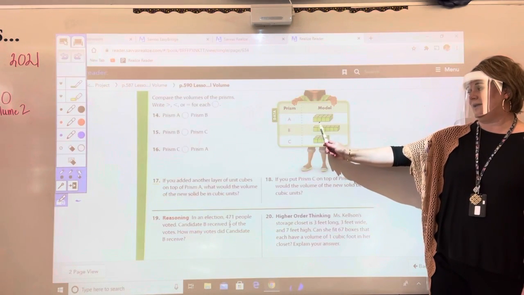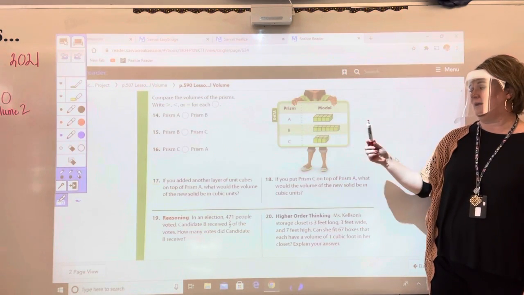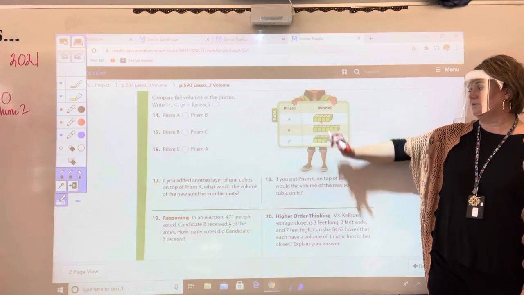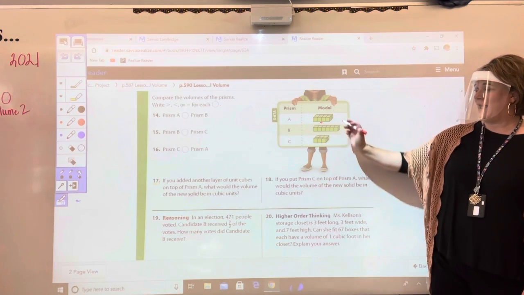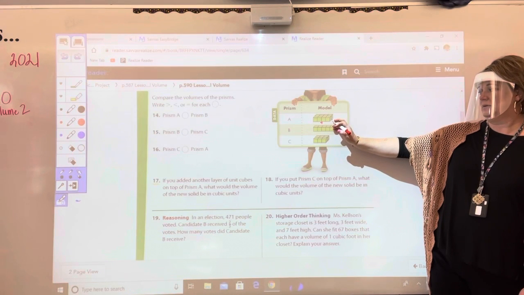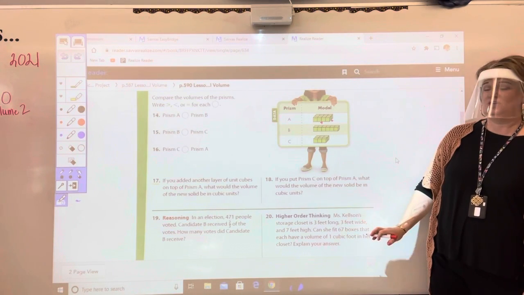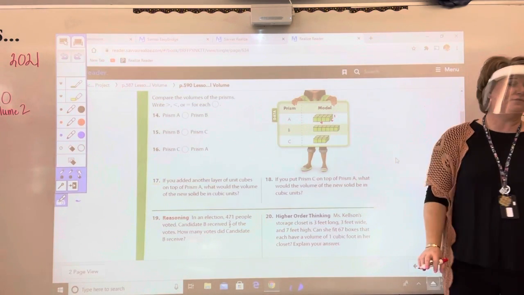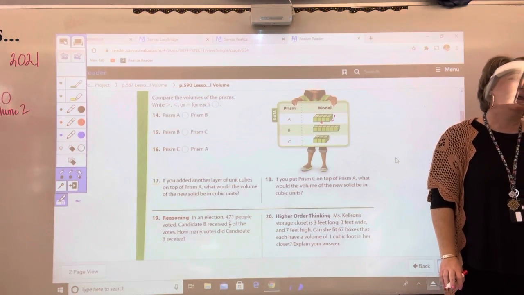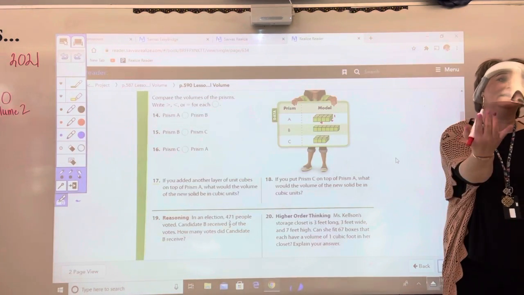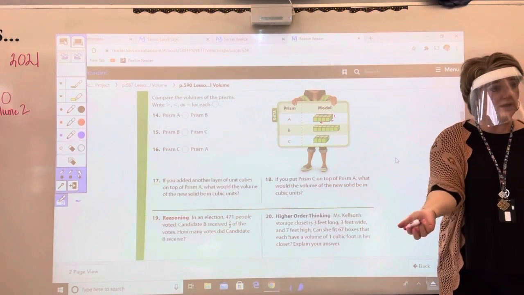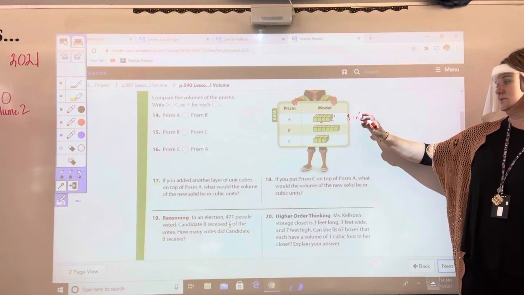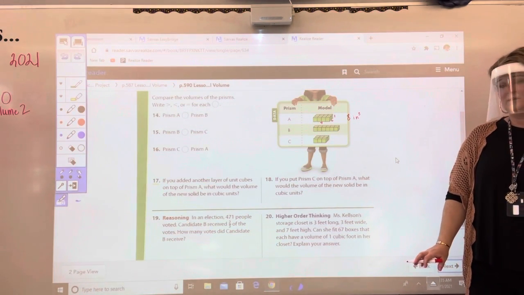So on prism A, Bentley, how long is prism A? 4. Put a little 4 right there. Bricklin, how wide is prism A? 2. And Jake Lee, how tall is prism A? 1. So far your paper should look just like mine. And if we multiply those together, 4 times 2 is going to get me 8 times 1 is going to be 8. Now come over to the side, and I would just do it just like that. Now let's keep it going.